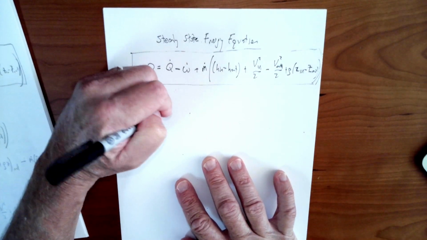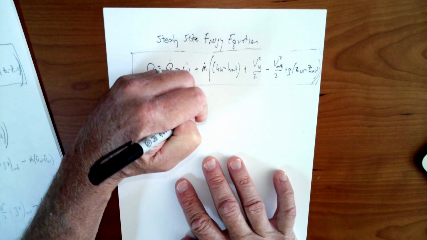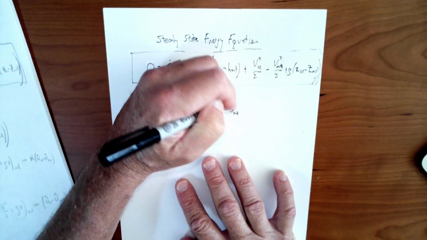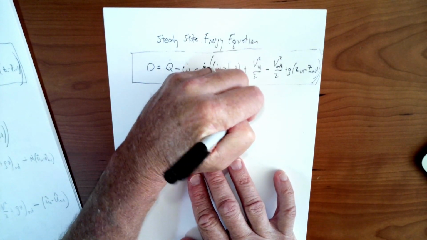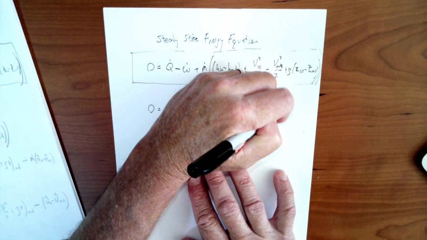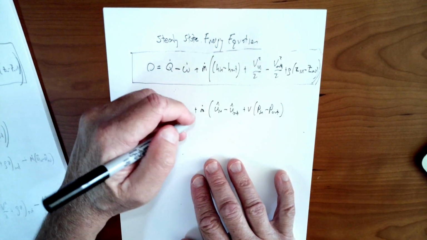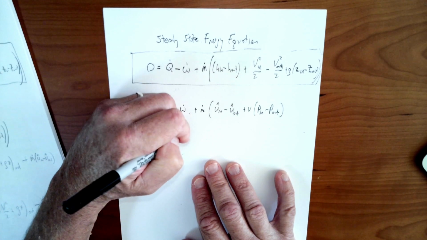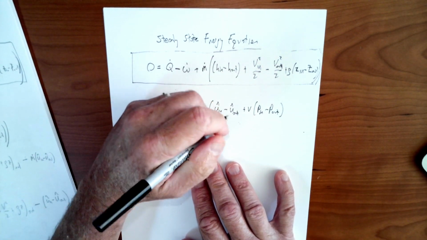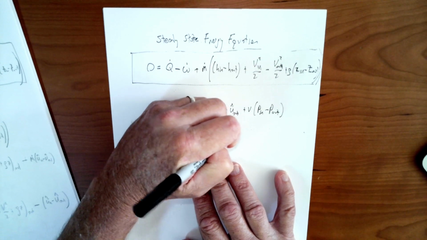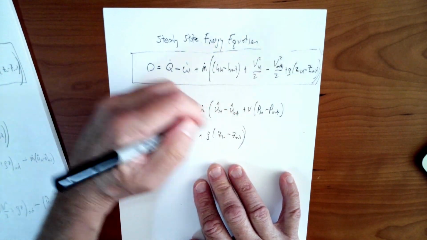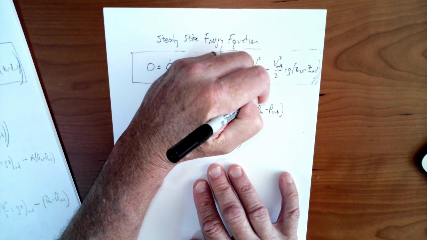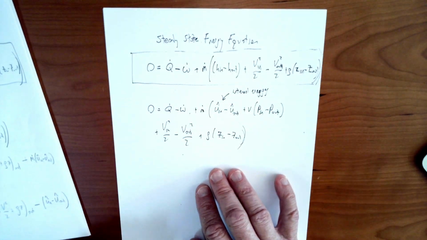So 0 equals Q dot minus W dot plus m dot. We're going to break out the internal energy here. This little hat is supposed to indicate internal energy, plus v, P in minus P out. That's your enthalpy terms. Then, of course, you've still got your velocity terms. So there's that, where we've broken out this thing as internal energy.